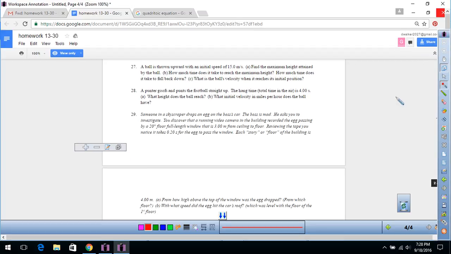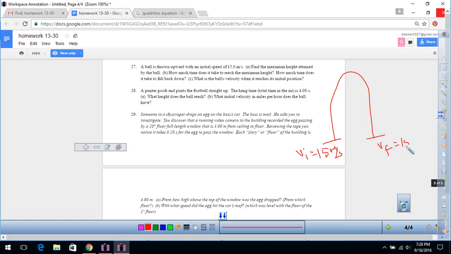Okay. 27 says a ball is thrown upward with initial speed of 15 meters per second. Find how high it rises. How much time does it take to get to the maximum height? How much time does it take for it to fall back down? And what velocity does it return with? Okay, so if it starts out initially at 15 meters per second, if nothing interferes with the trip, it should get back here at 15 meters per second. Because the only thing that's changing this motion is gravity, and gravity is going to be the same whether it's going up or coming down.